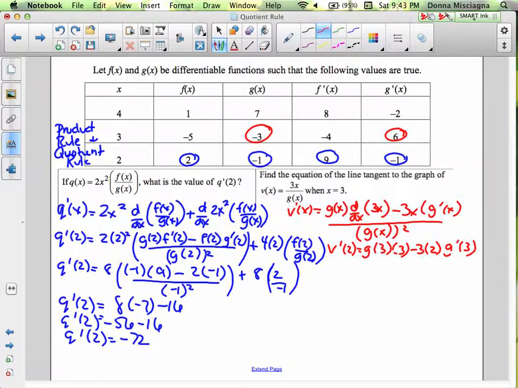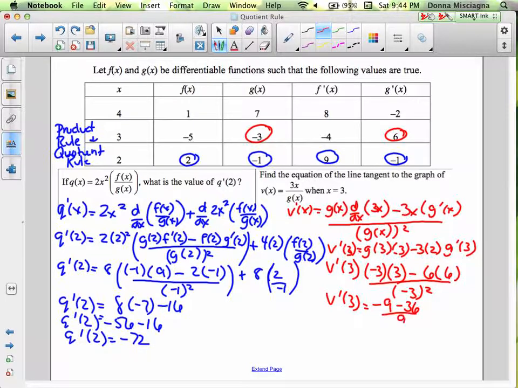All right, so finishing this problem off. v prime of 3. g of 3 is negative 3 times 3 minus, so it's going to be 6 times g prime of 3 is 6, all divided by negative 3 squared. Right, so that's negative 9 minus 36, divided by 9. So that's going to be negative 45 divided by 9, or negative 5. Right, so there's our slope.